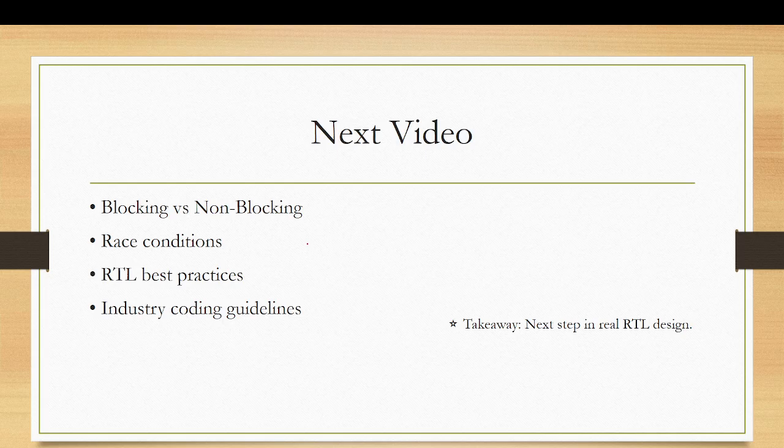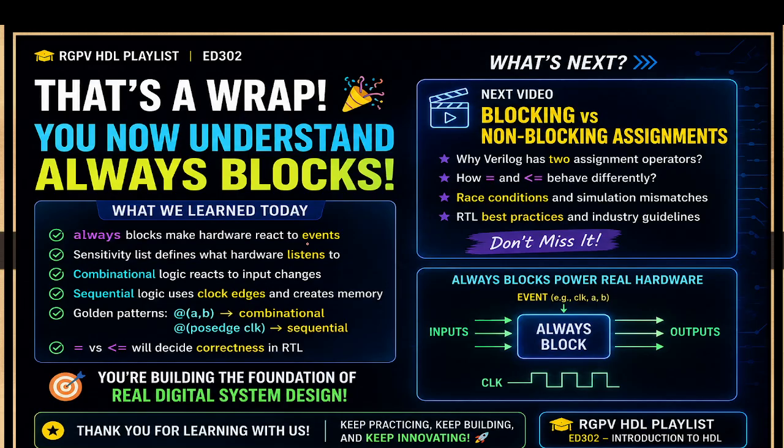We have solved one mystery today: what always blocks are. But another mystery remains. Why does Verilog have two assignment operators? Which one should be used in registers? Which one should be used in combinational logic? And why do experienced FPGA engineers care so much about this topic? That's exactly what we will uncover in the next lecture. Blocking versus non-blocking assignment. Why Verilog has two assignment operators. Race conditions and simulation mismatches. RTL best practices and industry guidelines.